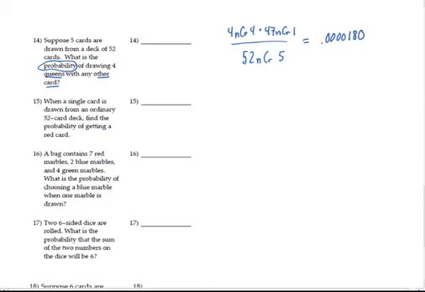The next problem is a bit more simple. It says when a single card is drawn from a deck of 52, what's the probability of getting a red card? Well, there are 26 red cards for 52. So that would be a 1/2 probability.